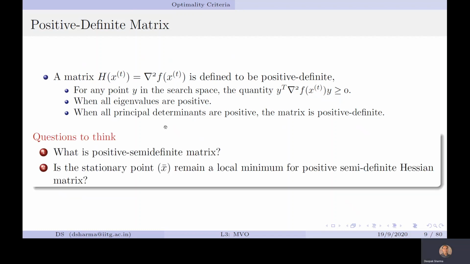Now here there are two questions. You think about it, do some little research, and then find the answers to these two questions. The first question is, what is a positive semi-definite matrix? We were talking about positive definite, and now we are introducing a word called positive semi-definite. The second question is, suppose we have x bar, which is a stationary point, and our Hessian matrix becomes positive semi-definite. Then will this x bar remain a local minimum or not? Try to find out the answers to these two questions.